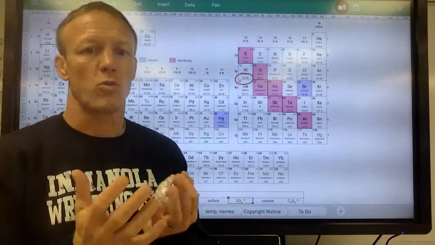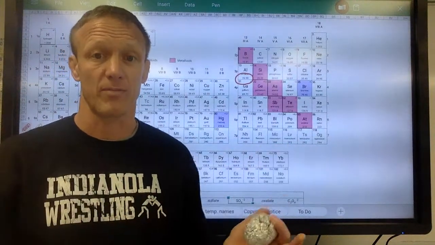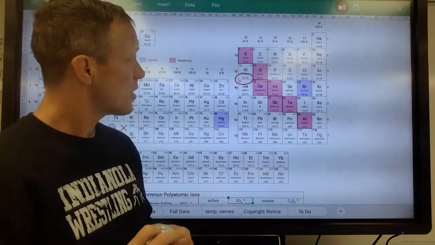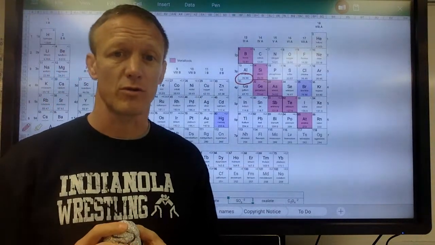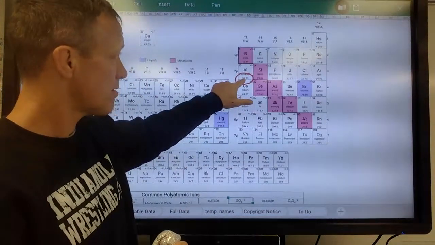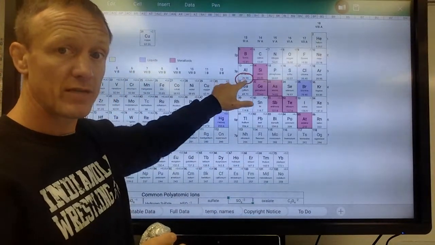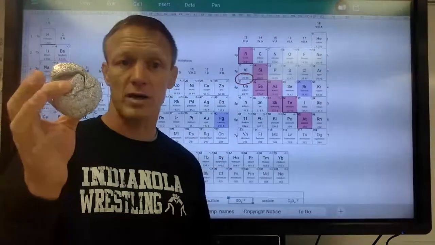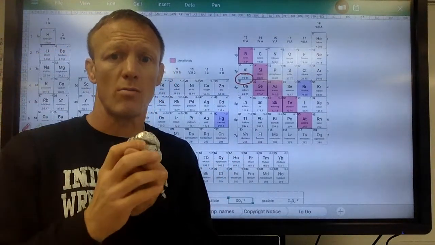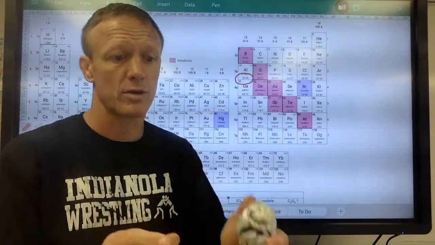We're not ever going to mess with one individual aluminum atom. We're going to mess with lots of them. So a guy named Avogadro figured out that if you have 6.02 times 10 to the 23rd aluminum atoms, a mole of aluminum atoms, they weigh that many grams, 27 grams. If I put this on the balance, it would weigh 27 grams, and it'd be exactly 1 mole of aluminum atoms.